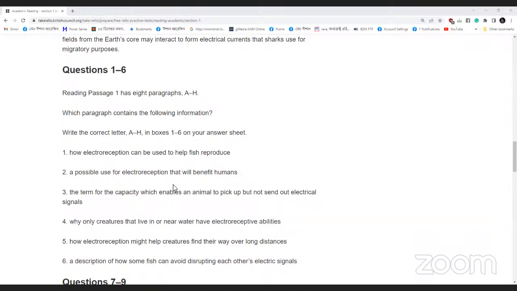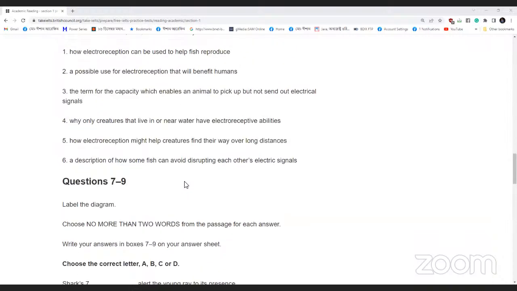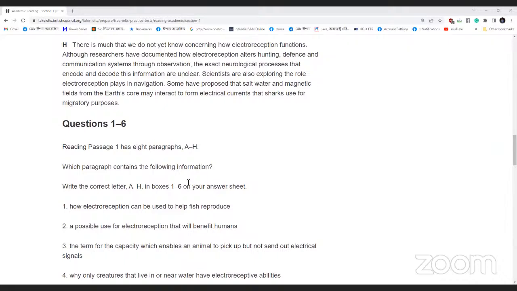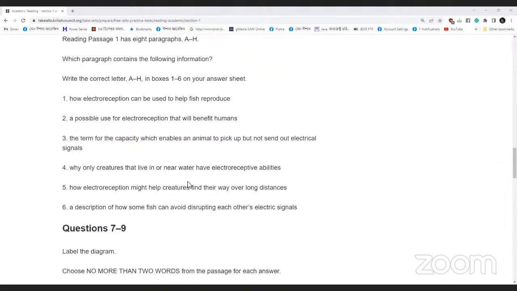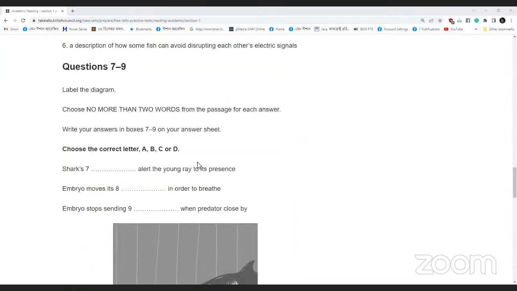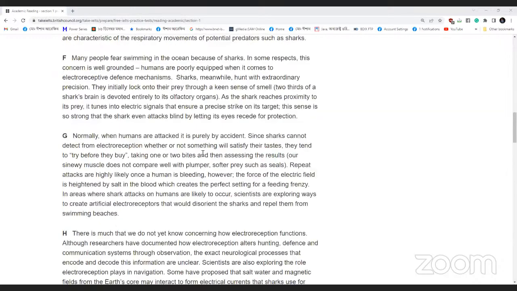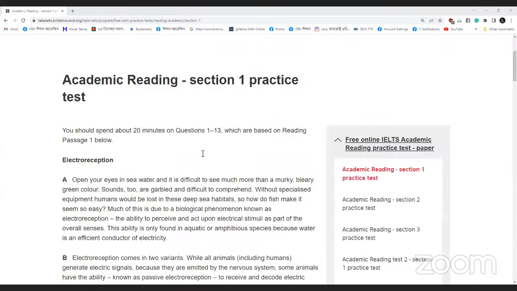For now, it's reading. For the reading module, one technique is to go through the questions first for 30 or 40 seconds to get an idea about the questions and what to look for in the passage, because your ultimate goal is to answer the questions from the passage. So first, look at the questions for 30 to 40 seconds. Then what can we do next? Then we can go to the passage itself.